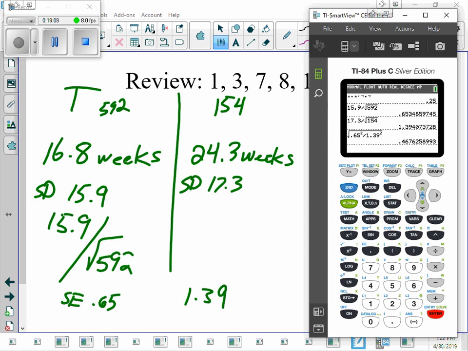And I get 0.46. Nope, that doesn't make any sense. Oh, I didn't add them. How did I know that wasn't right? It's smaller than both of them.